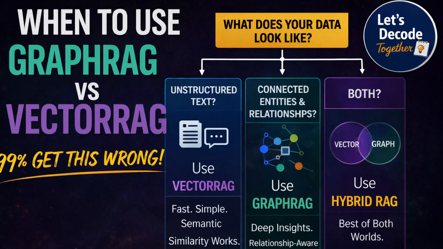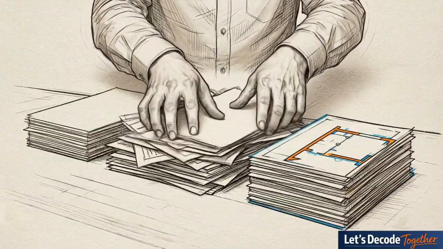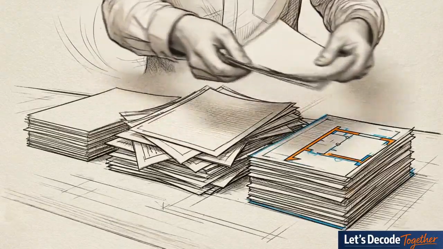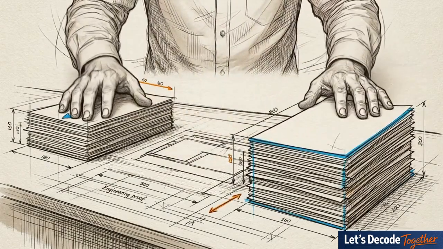We are going to map the exact latency costs and accuracy trade-offs of both architectures. That is how we determine which one is mathematically correct for specific applications. This level of precision relies on perfectly clean, extractable entities. You cannot build these strict relationships if the source data is poorly structured.